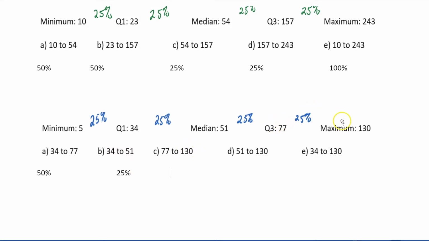77 to 130, 1 jump, 25%. 51 to 130, 1, 2 jumps, 50%. And 34 to 130, I make 1, 2, 3 jumps, so 75%. You should notice that there's exactly 4 answer choices for these: 25, 50, 75, or 100.